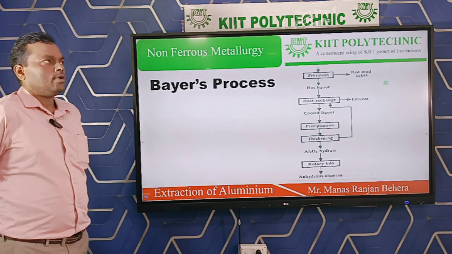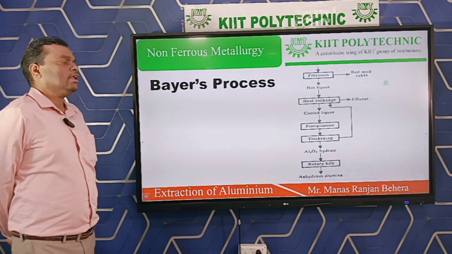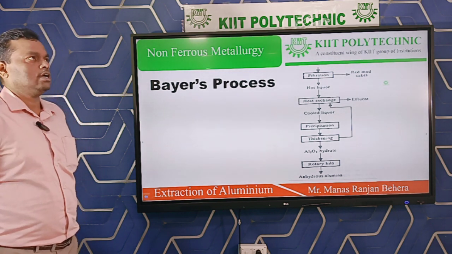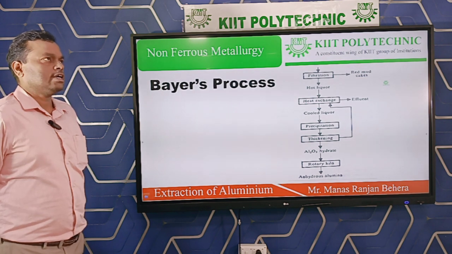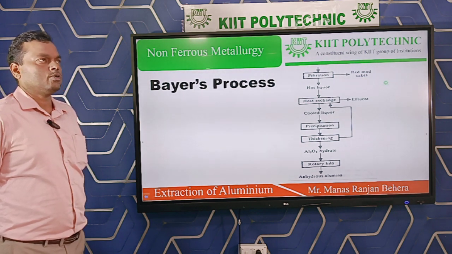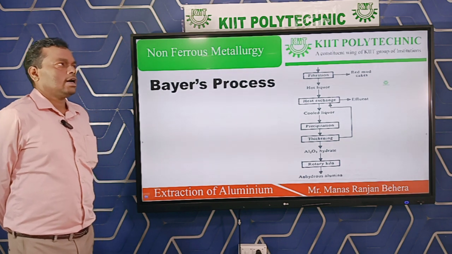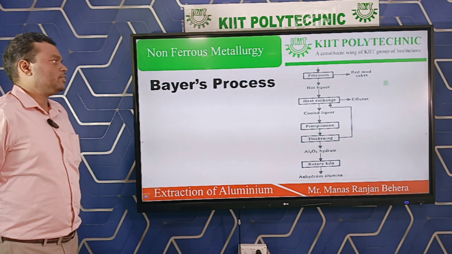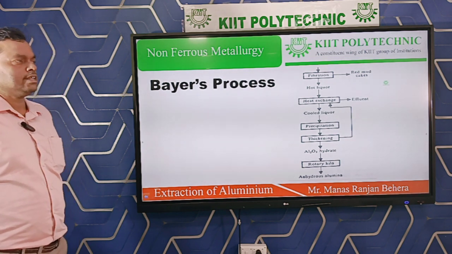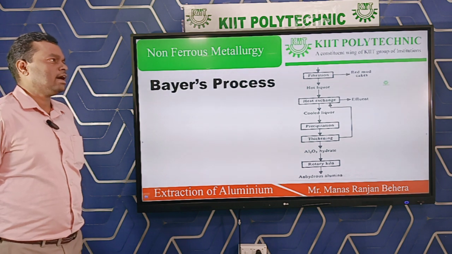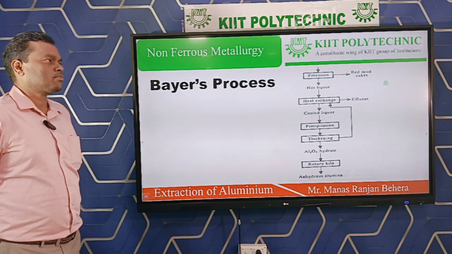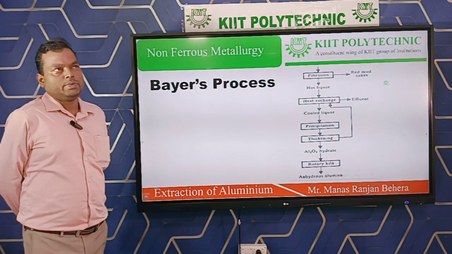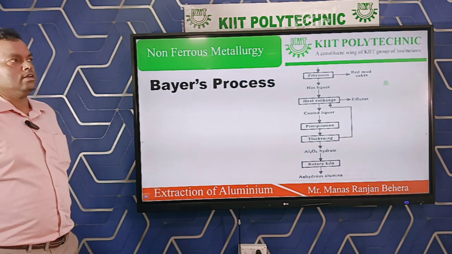in the second step. What is the second step? The second step is electrolytic reduction of pure alumina which is found from the Bayer process. And this second step process is also known as the Hall-Héroult process. Hall and Héroult discovered this process in the year 1886, and they established a formula. What is that formula? That pure alumina found from the Bayer process will be used in the Hall-Héroult process to get pure aluminium.